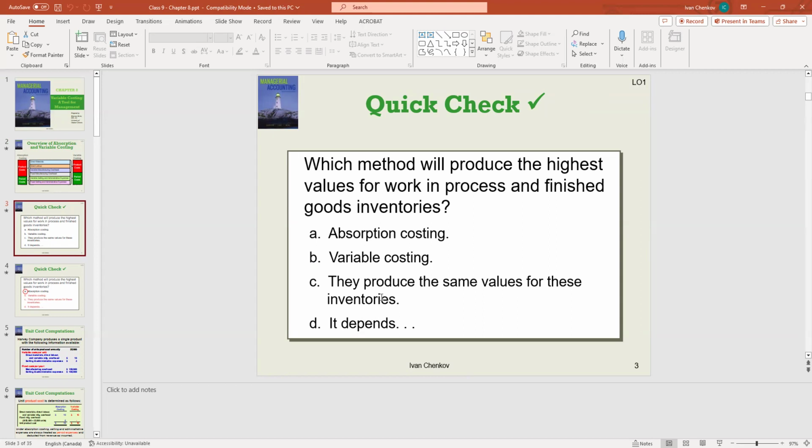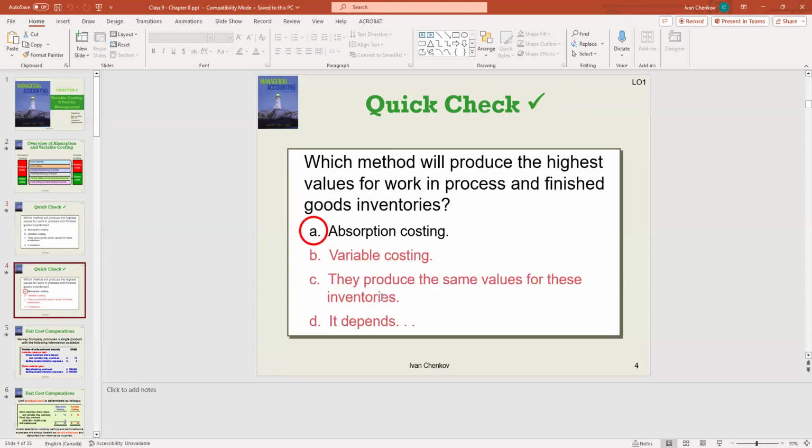And here you're going to say, which one will it be? The absorption as well, right? Absolutely absorption. Variable will be lower. There's no "it depends," only absorption.